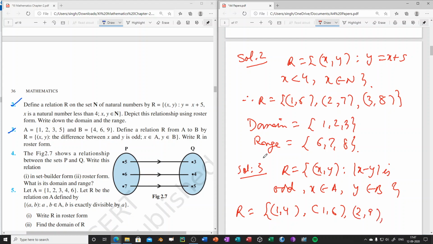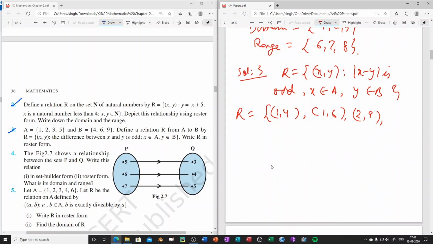Then next, let us take the number 3 from the set A. For 3, 4 the difference is odd because the difference is 1. Then for 3, 6 the difference is 3, so that is also an odd number. Then 3, 9: the difference will be 6, so that is not an odd number and we cannot take it. So (3, 9) is not a member of the set R.